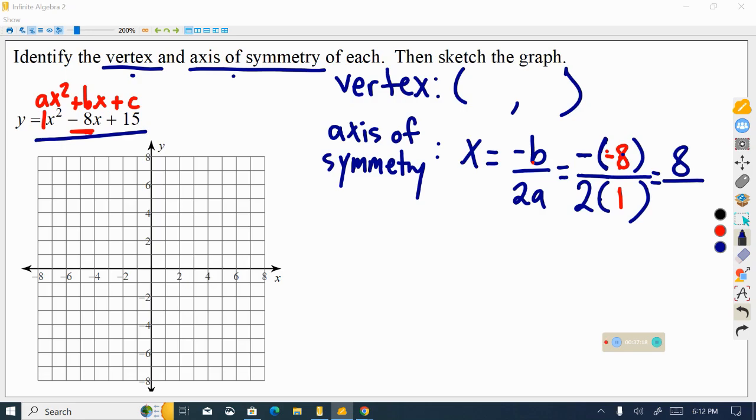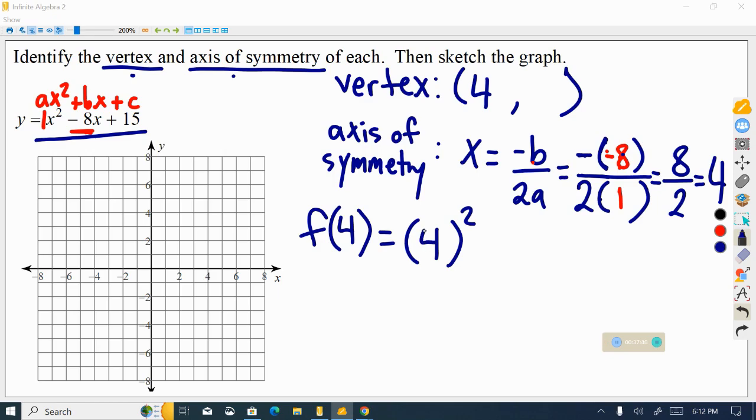2 times 1 is 2. And so we can do this calculation right here. 8 divided by 2 is 4. And so now I know I have to calculate f of 4. And I know that's my x-coordinate of the vertex. Let's go calculate this.